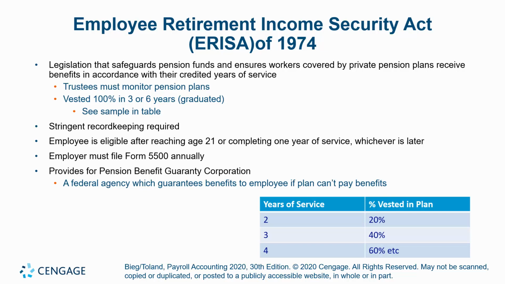So this is just a sample vesting plan. It's not a mandatory one. But what ERISA says is you have to start vesting within 3 years, and you have to be 100% vested in 6 years. So I may set up in my company, after 2 years, you're 20% vested. And after 3 years, you're 40% vested. I can do whatever I want, as long as you start vesting in 3 years and you're 100% vested in 6.